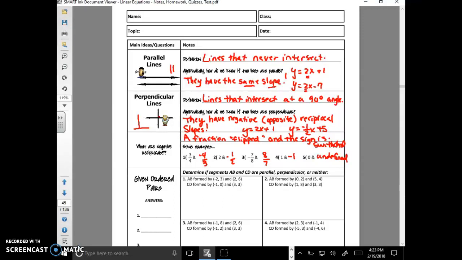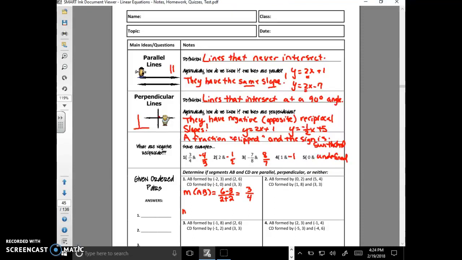Okay? All right, now we're going to go on to trying to find the slope. It says determine if segments AB and CD are parallel, perpendicular, or neither. So if you look at AB, we want to find the slope. So m of AB is 6 minus 3, remember your y2 minus y1, over x2 minus, which is a minus a negative 2, which would be plus. So 6 minus 3 is 3, and 2 plus 2 is 4.